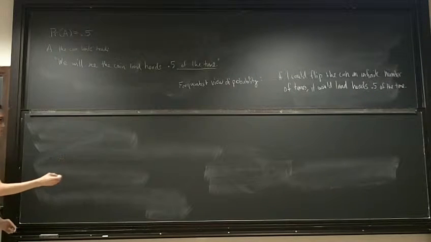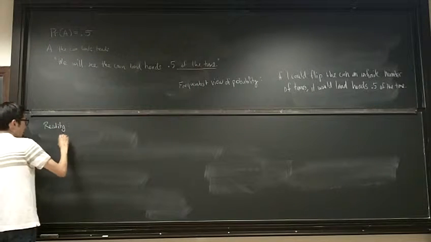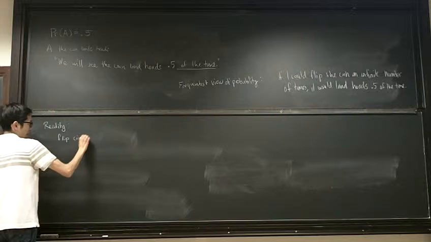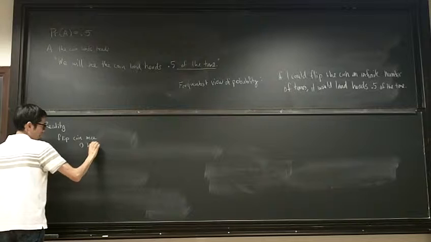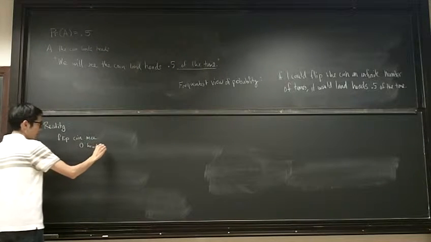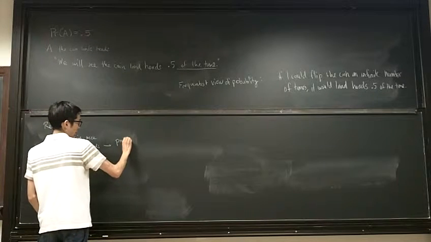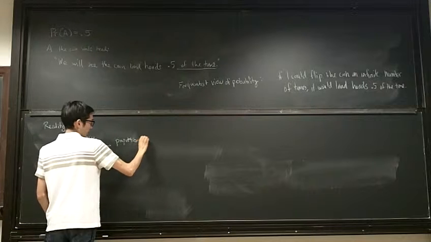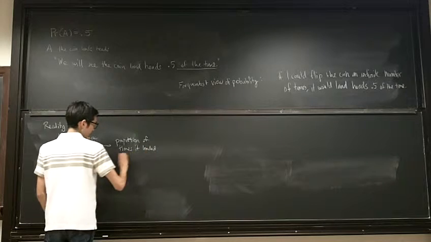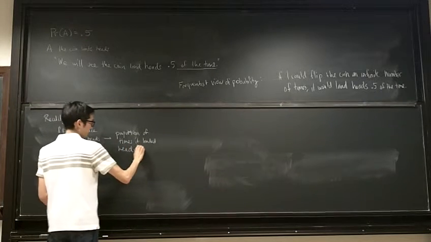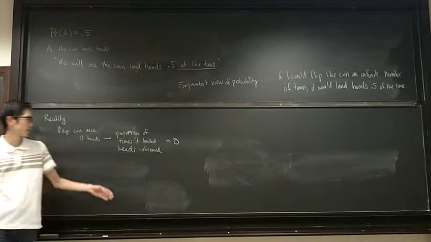So the reality is this. Okay, I flip the coin once, and maybe I will see 0 heads. Okay, and that would mean the proportion of heads, of times it landed heads observed, is equal to 0, right?